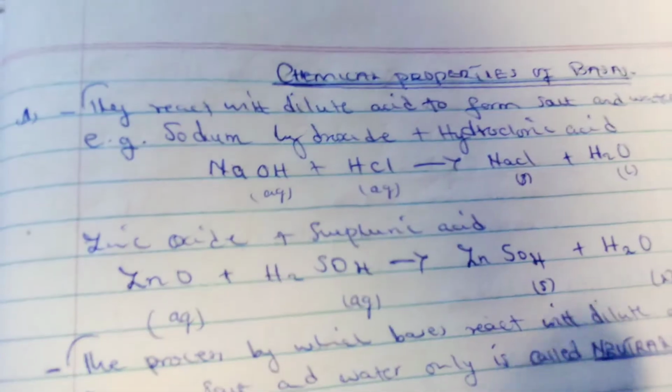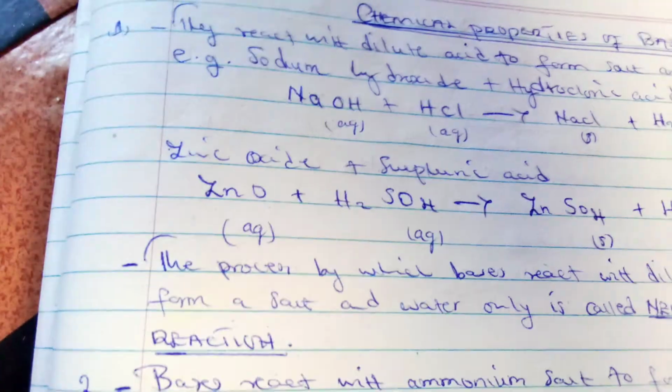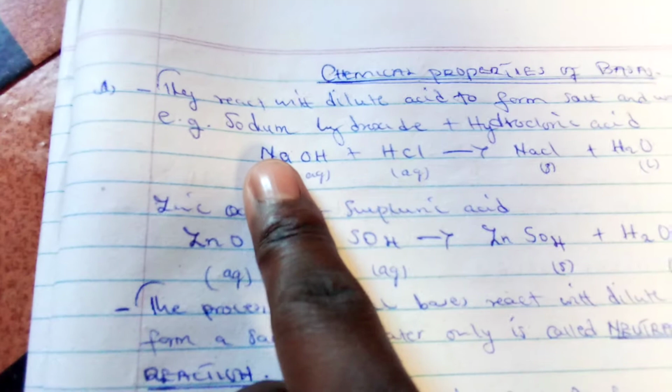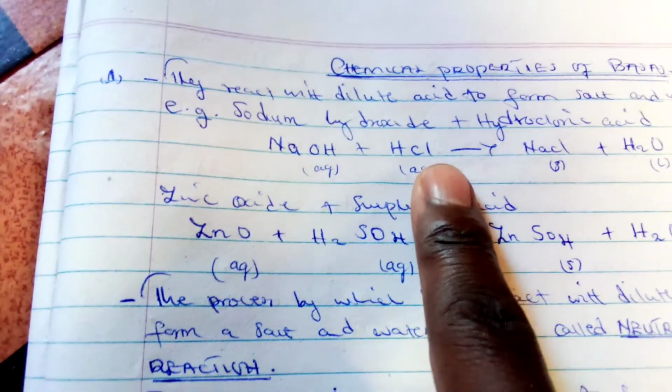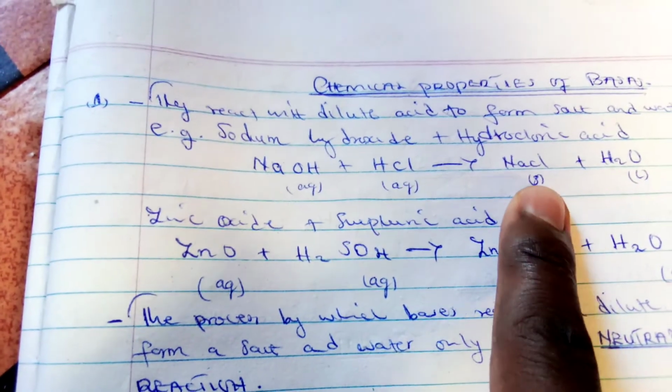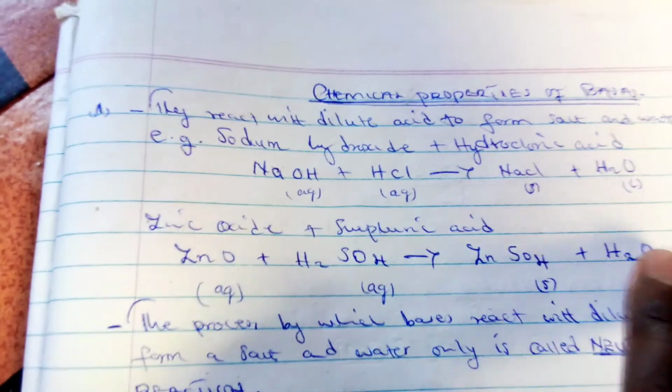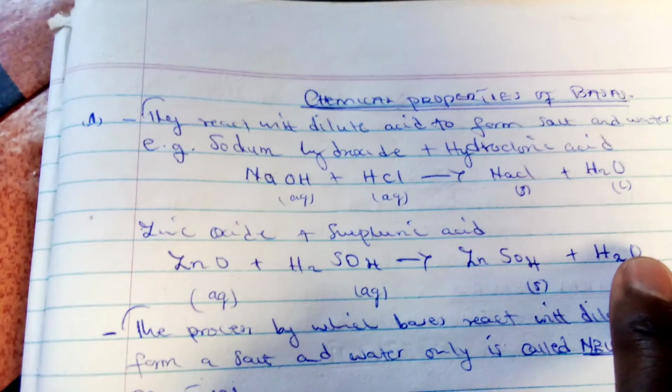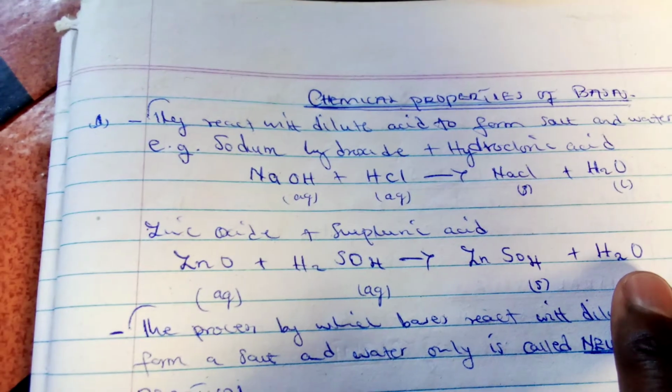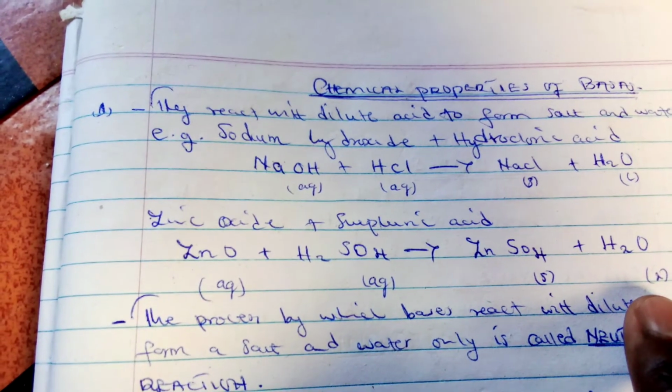Now, what are the chemical characteristics of bases? We already know that when a base reacts with acid, they produce a salt and water. Take, for example, a base, sodium hydroxide, reacting with hydrochloric acid. They produce sodium chloride and water only. So this is what happens when a base or an alkali reacts with acid.